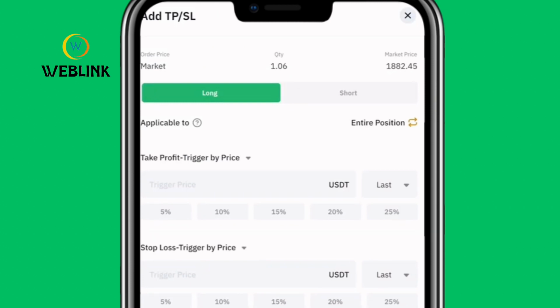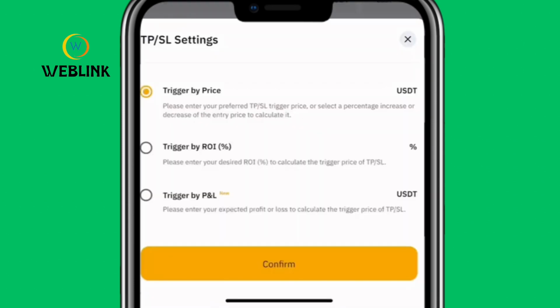Now, once you get to this page, the first thing is to pick whether you want to long or short. So let's say we want to long. Now, the next thing is to come right here to where you have take profit trigger by price. Now, you tap on the drop down arrow beside it, you'll see that you have 3 different ways you can set your take profit or stop loss. You can trigger it by price, you can trigger it by ROI, and you can trigger it by P and L. Now, by price means that you enter the price you want to take your profit.